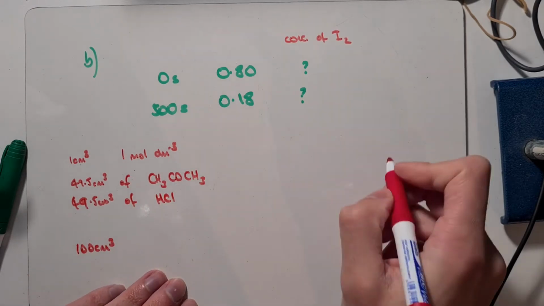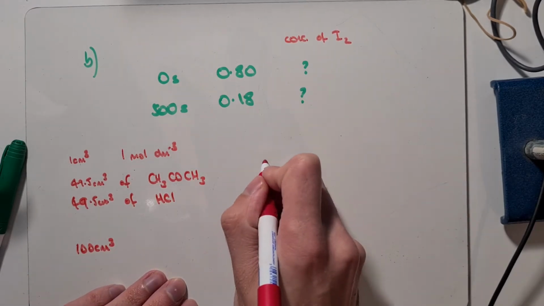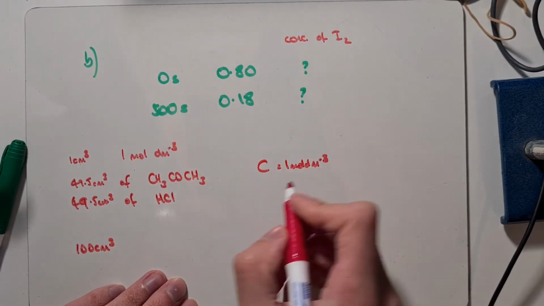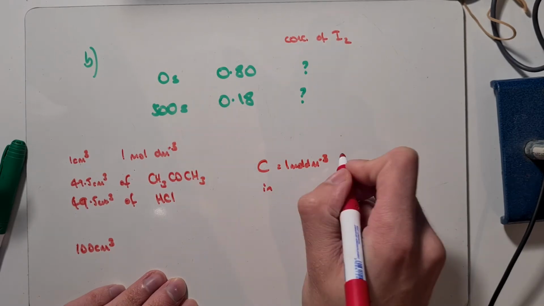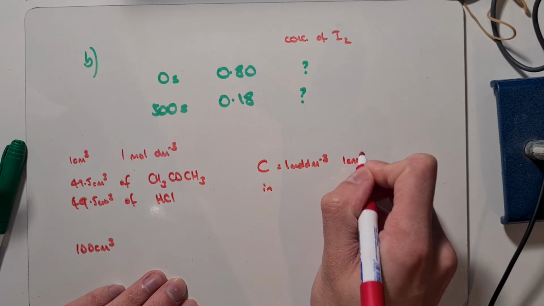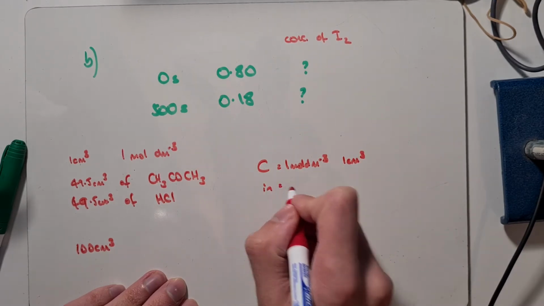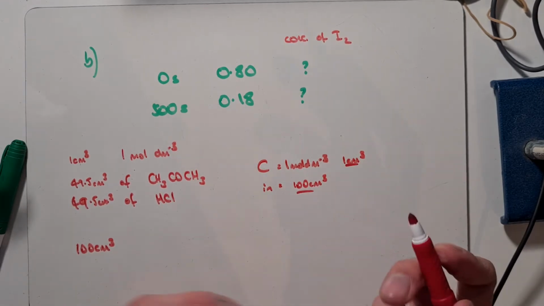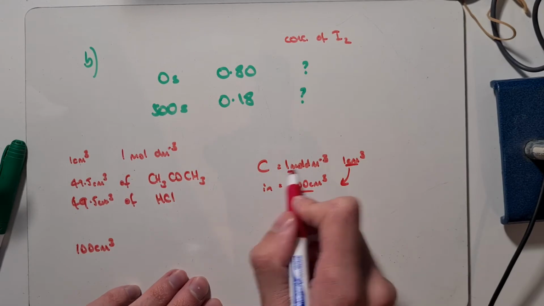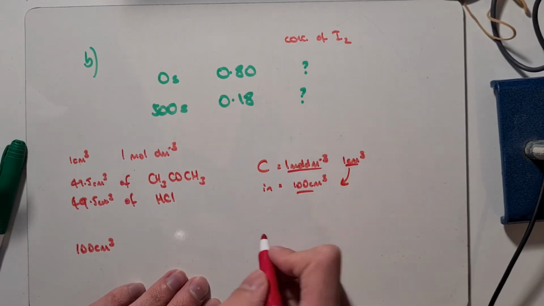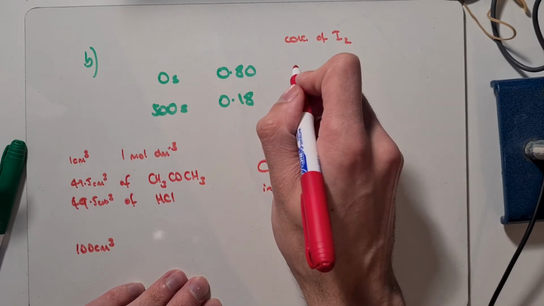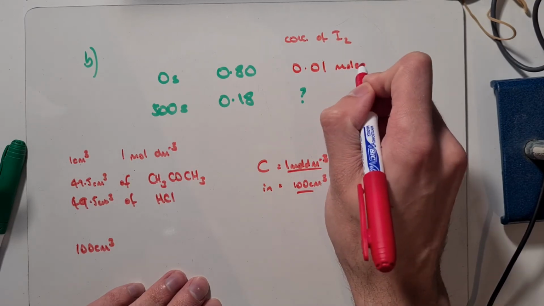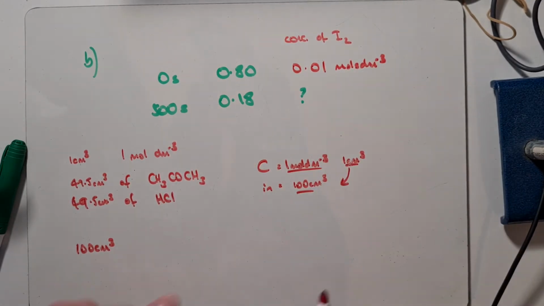So we have a concentration of 1 mole per decimetre cubed in 1 centimetre cubed of this, but now it's been dissolved into 100 centimetres cubed. So it's been diluted by 100. The concentration is now not 1 mole per decimetre cubed, it's 0.01 moles per decimetre cubed. Well done if you spotted that.